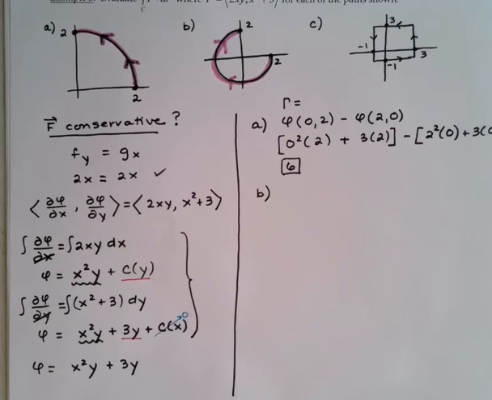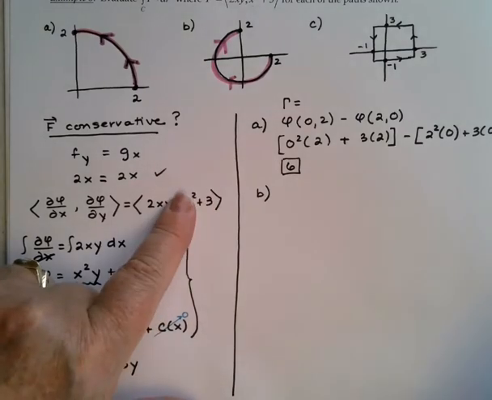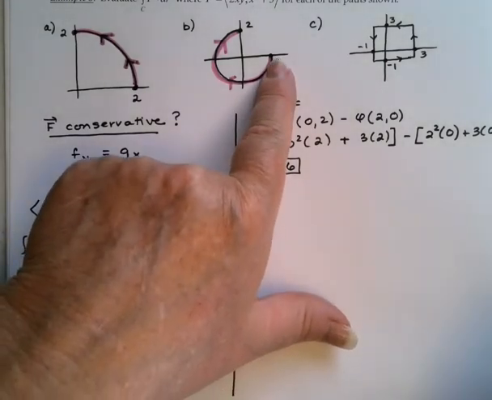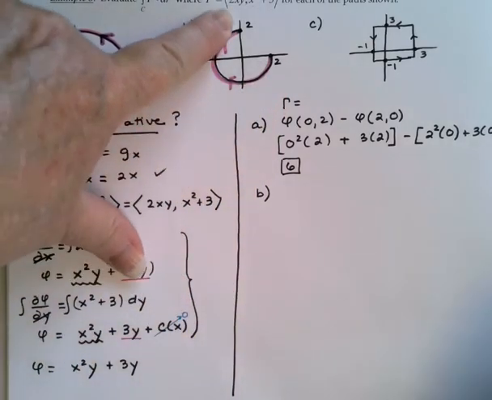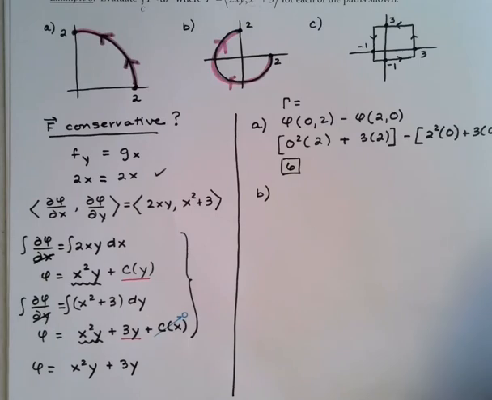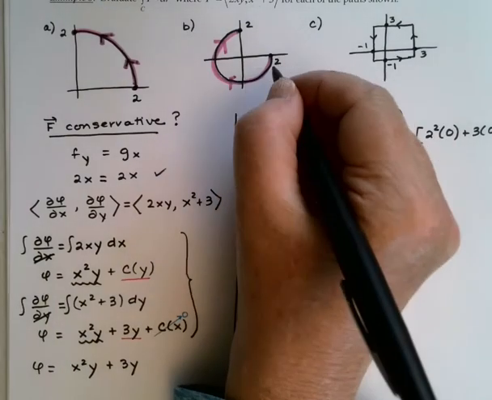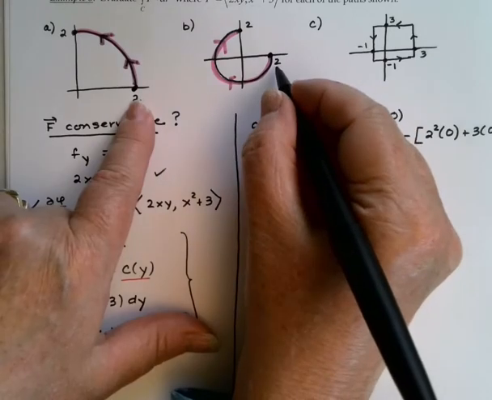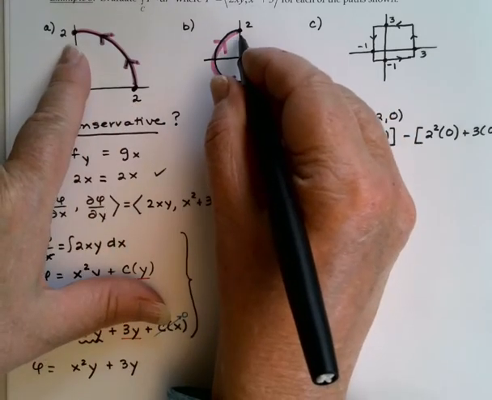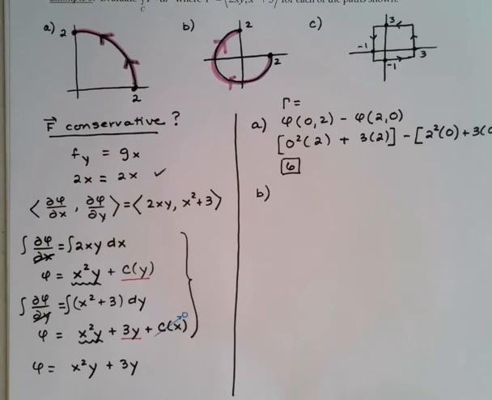All right, in part B, we once again want the circulation, and I'm going around my circle of radius 2 the other way, so I'm going 3/4 of the way around, this time going clockwise. But notice, we still have the same starting point. We're still starting at 2, 0, and we still have the same ending point. We're still ending at 0, 2.